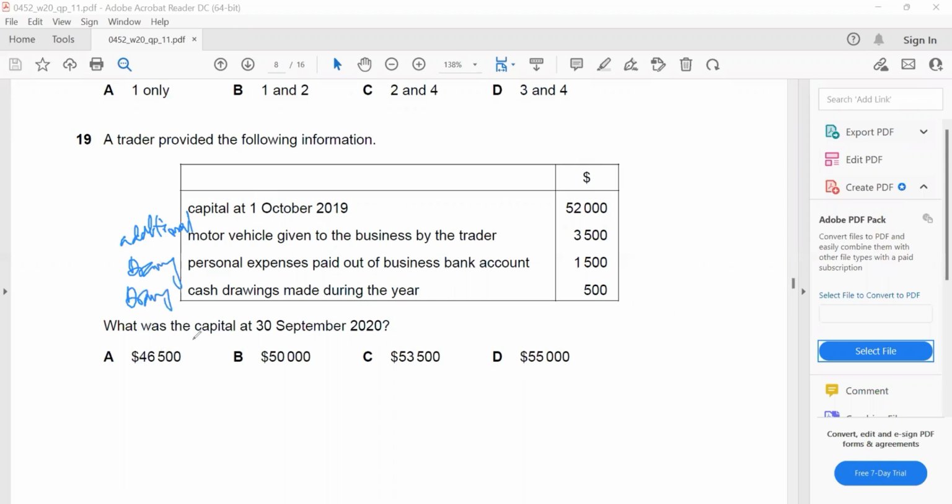And so now they calculate. So this one we have to plus, minus, minus. So 52,000 plus 3,500 minus. So the answer is 53,500. So the answer should be C. Okay, now let's continue.